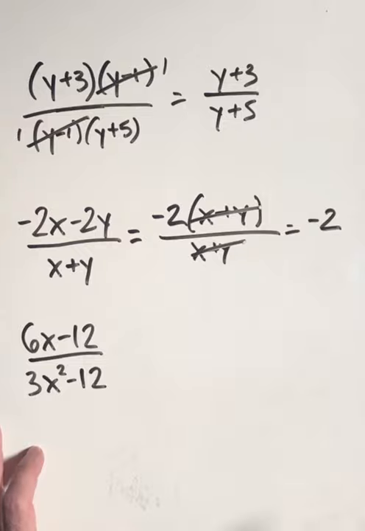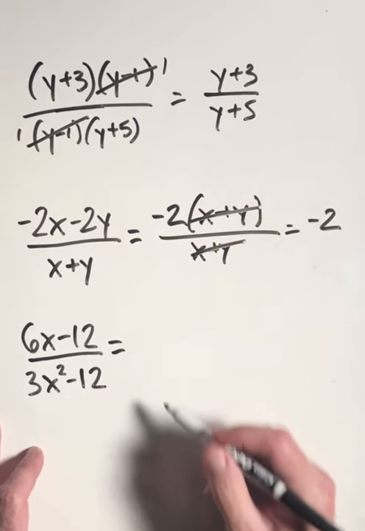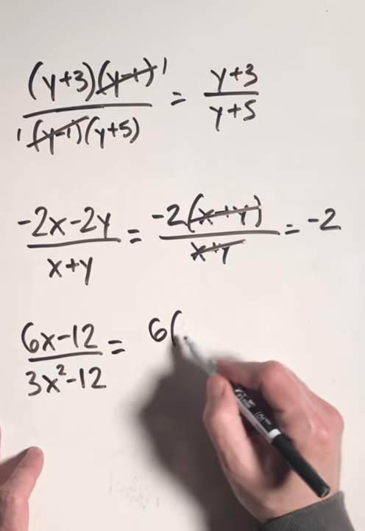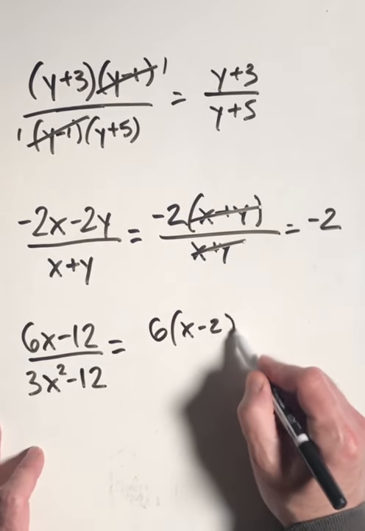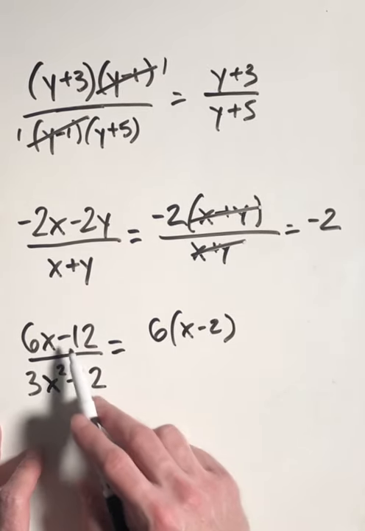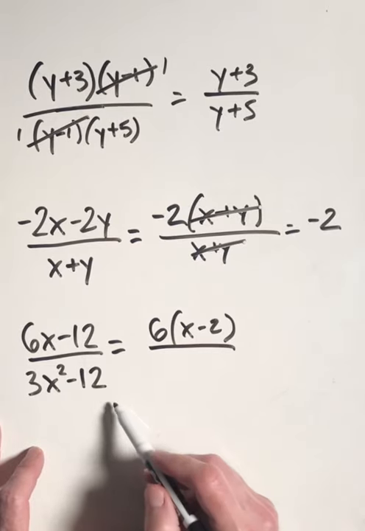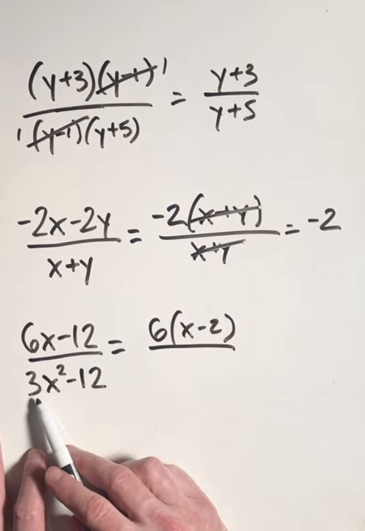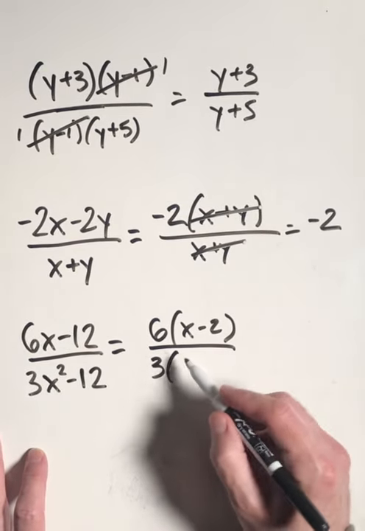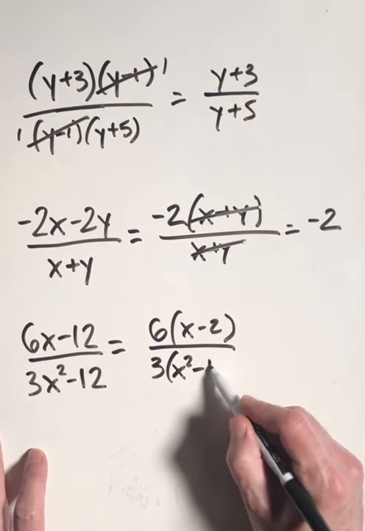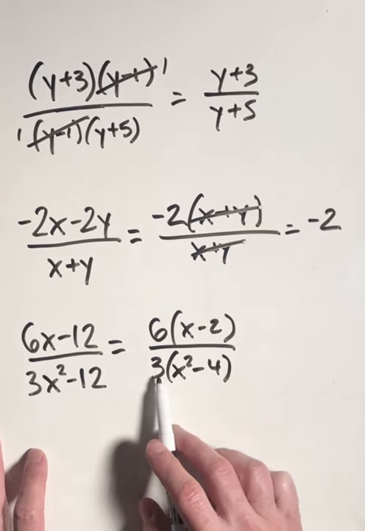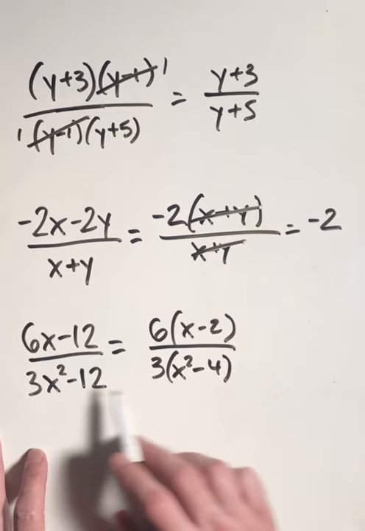Now we will look to factor both the numerator and the denominator. I'm going to look for the greatest common factor here, which is 6. So I can take this out as 6 parentheses x minus 2, because 6 times x is 6x, and 6 times negative 2 is negative 12. Here I can factor out a 3 if I'd like. So I have 3 parentheses, and this would give me x squared minus 4, because 3 times x squared is 3x squared, and 3 times negative 4 is negative 12.